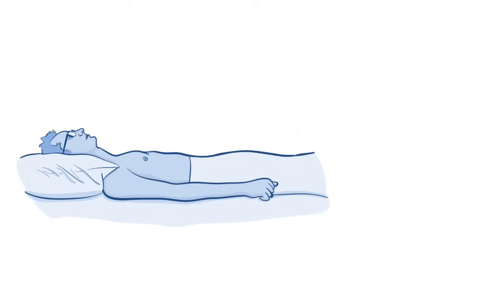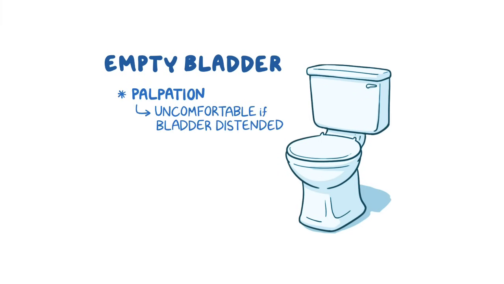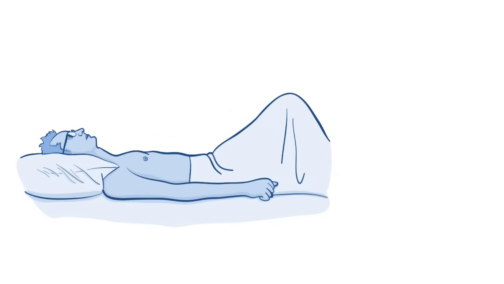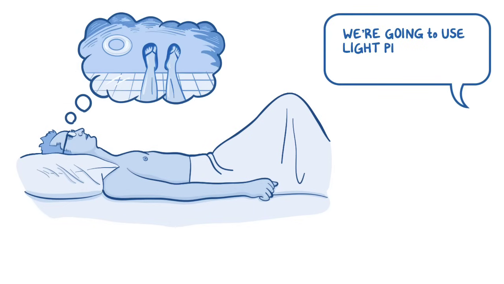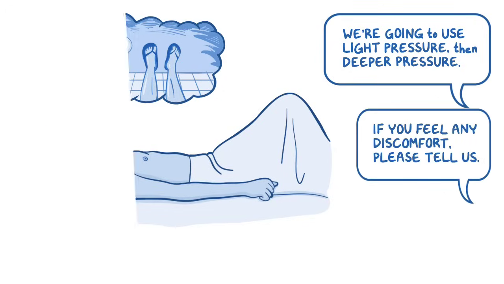Before we start palpation, let's get Fred comfortable. First, make sure Fred's had a chance to empty his bladder, as palpation can be uncomfortable if the bladder is distended. Bend Fred's knees and encourage him to breathe slowly. Let him know that we're going to use light pressure to palpate his abdomen, followed by deeper pressure. If he feels any discomfort, he can tell us.